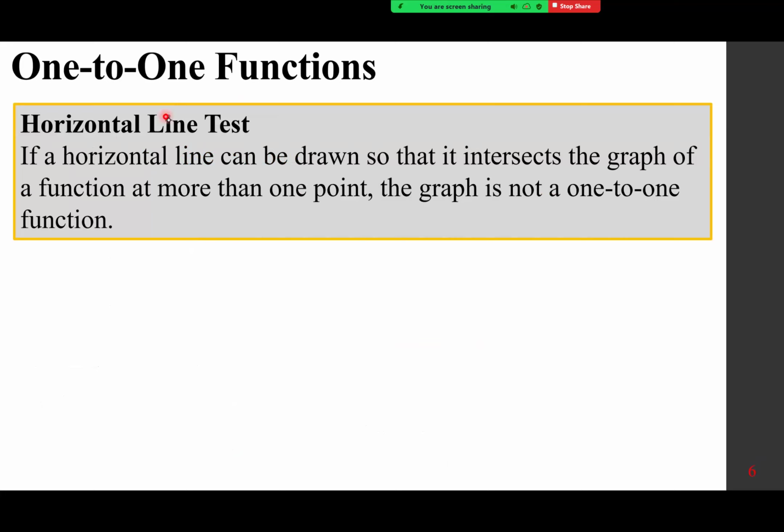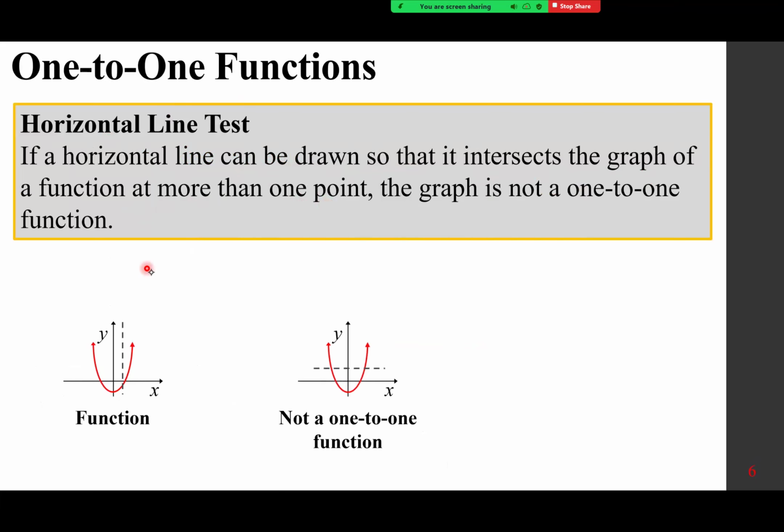Horizontal line test. If a horizontal line can be drawn so that it intersects the graph of a function at more than one point, the graph is not a one-to-one function. So this is clearly a function because it passes the VLT, the vertical line test. But it's not a one-to-one function because it fails the horizontal line test.